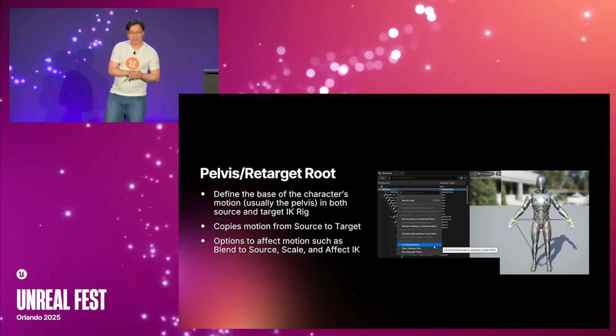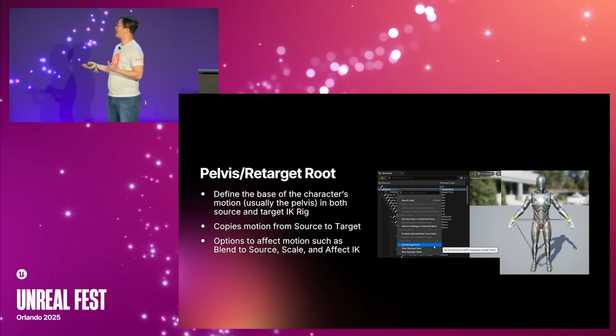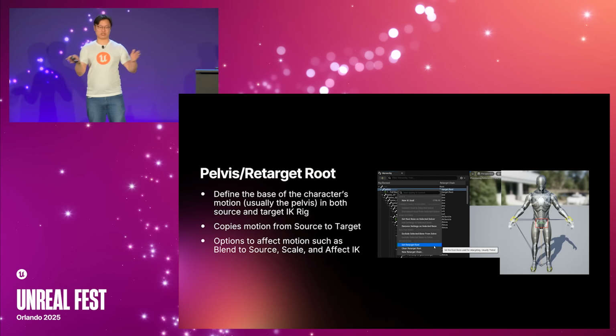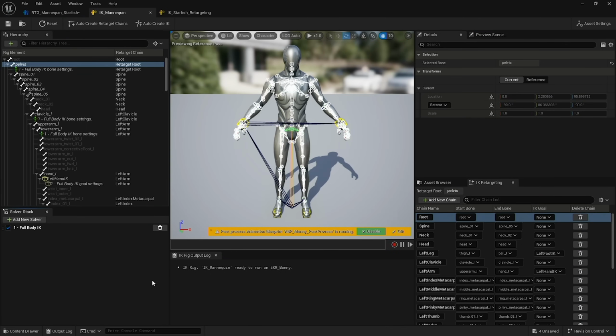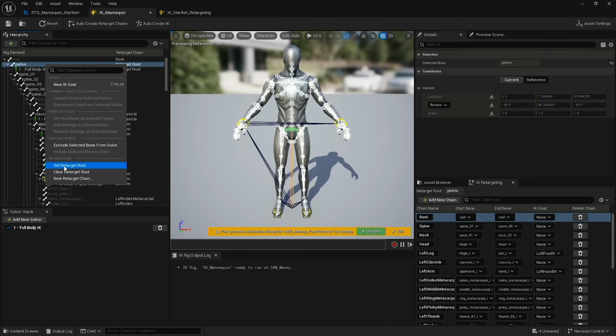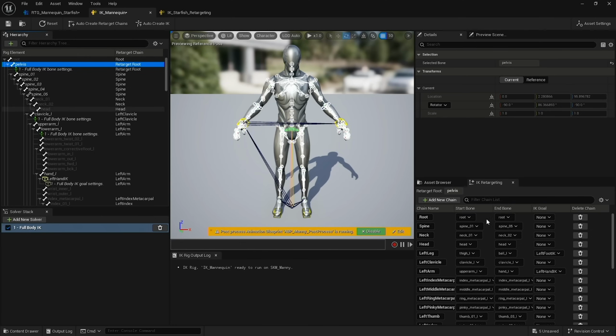You just want to define what the base part of the character pose is, and most of the time it's the pelvis or hips. So you define it in the source and the target IK rig, and then it copies the motion from the source to the target. And you have some options to affect that motion and how that remaps. So in case you don't know how to do it, you just right-click, set the pelvis. So I'll set it to that. And you'll see that it's assigned there.